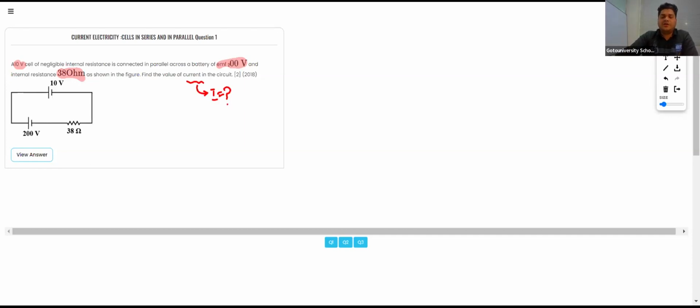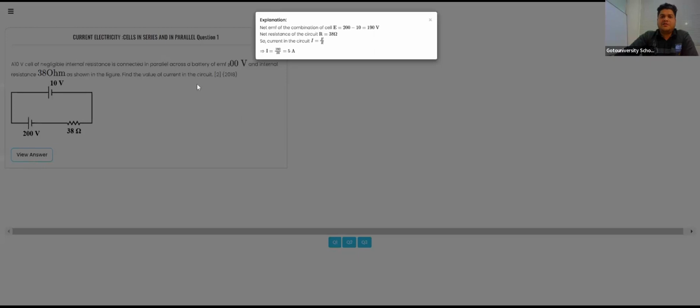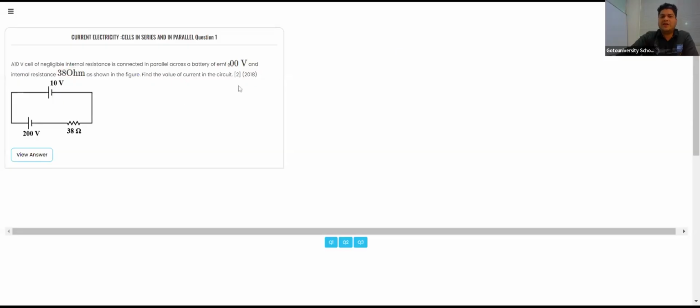How will you find the value of current? Anyone? See what is given in this case. We have two batteries, 200 volt and 10 volt. We have net resistance of only 38. That means you can easily find the value of current. I'll make you solve this. You have two batteries. You are supposed to find current.